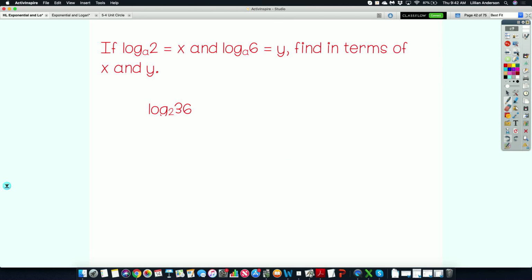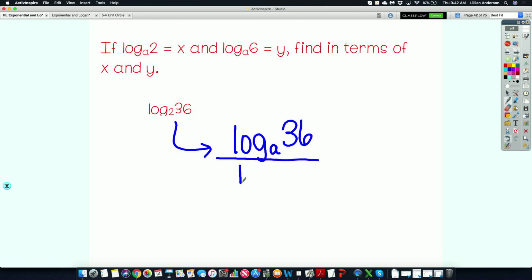We have log base 2 of 36. I want to write this in terms of X and Y. Well, first off, do I have the same base? No. So I already know I'm going to need to change my base. So it's going to be log base A of 36 over log base A of 2. That's using the change of base formula.